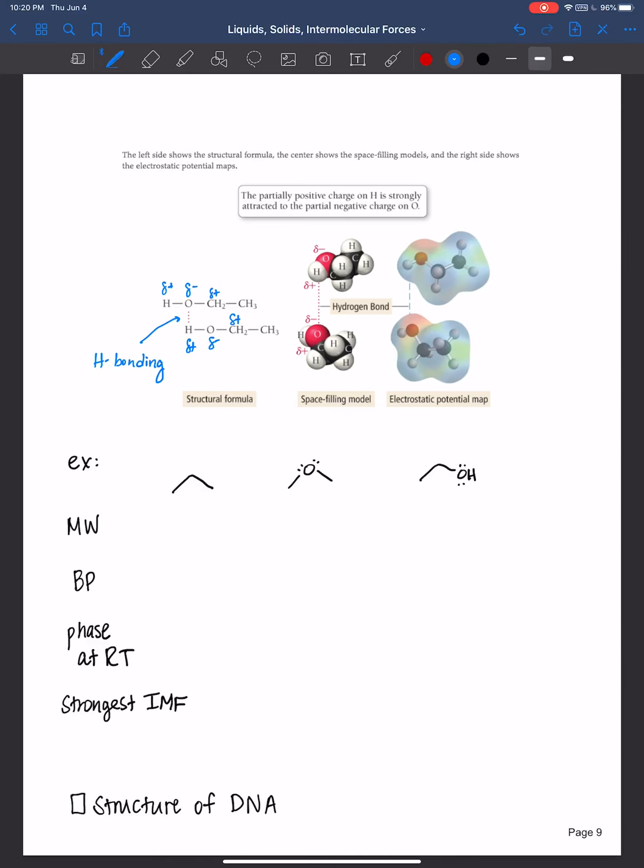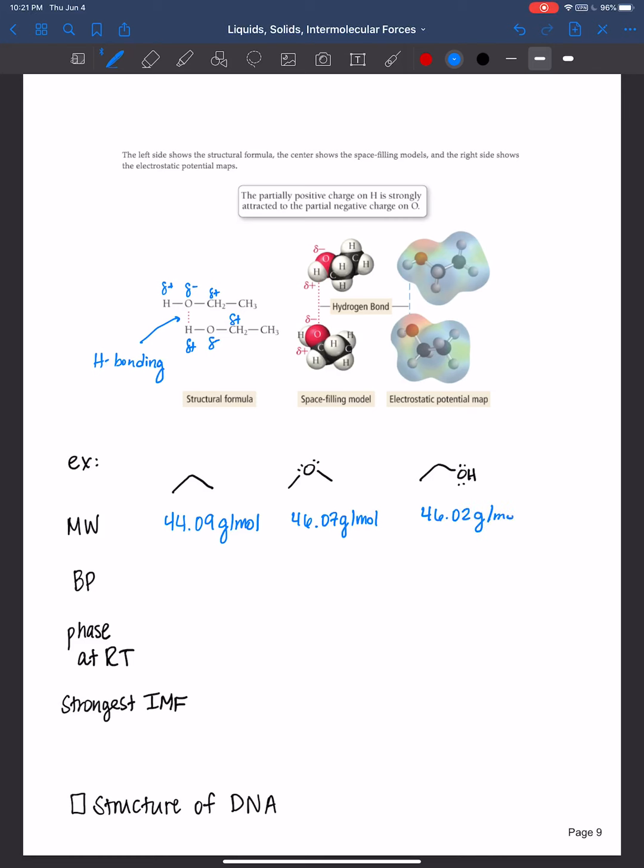And I'm going to write down their molar masses. So the molar mass of propane is 44.09 grams per mole. For dimethyl ether is 46.07 grams per mole. And for ethanol is 46.02.